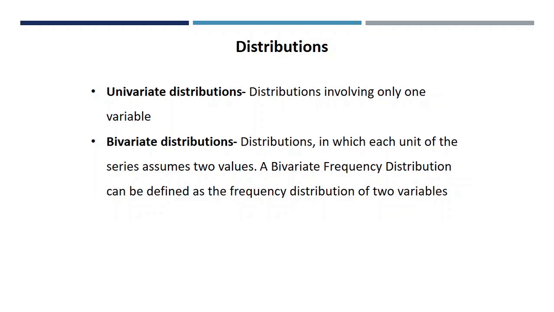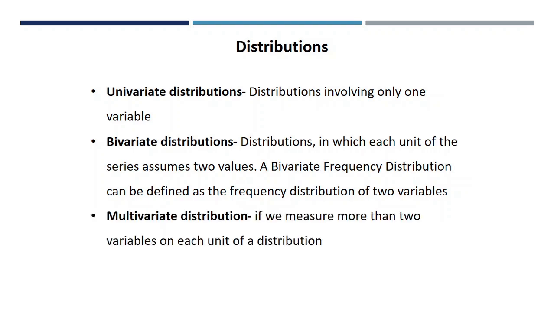In bivariate distribution, we are interested to find if there is any relationship between these two variables. If we measure more than two variables on each unit of the distribution, such distributions are known as multivariate distributions.